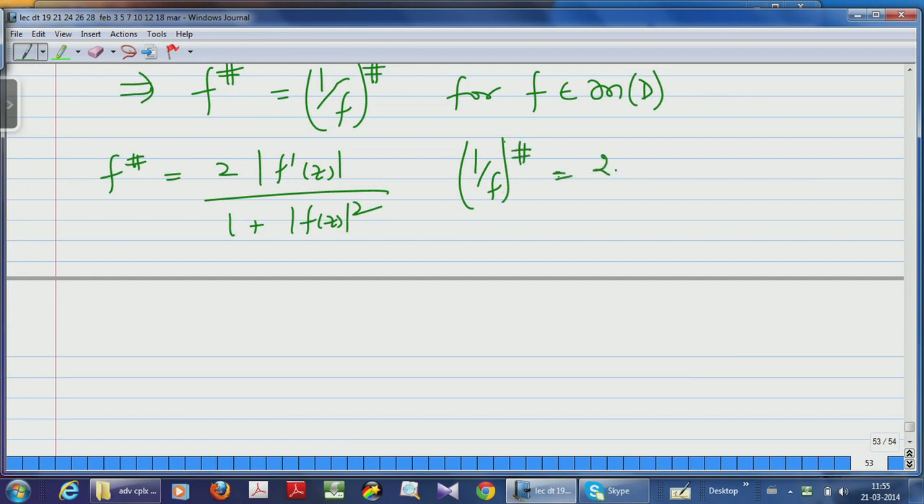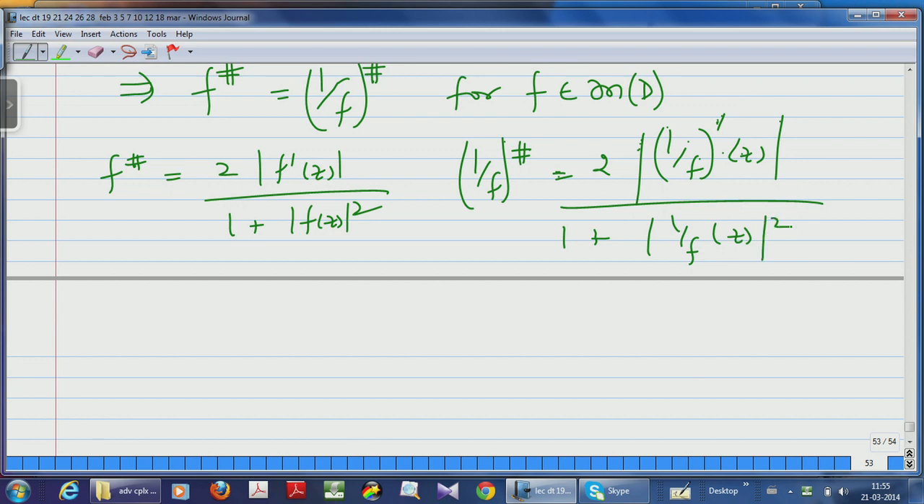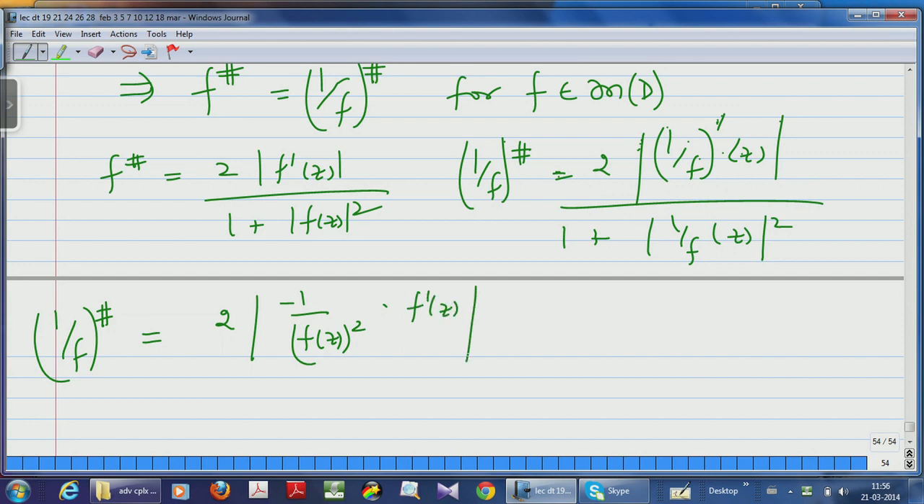It will be 2 times, I'll get modulus of 1 by f dash of z divided by 1 plus mod 1 by f of z the whole squared. Now if you calculate this, what will I get? I'll get 1 by f hash is 2 times, if you take the derivative of 1 by f, I'm going to get minus 1 by f squared into f dash. This is what I'll get, if I use a chain rule, and then I have to divide by 1 plus 1 by f of z the whole squared mod.